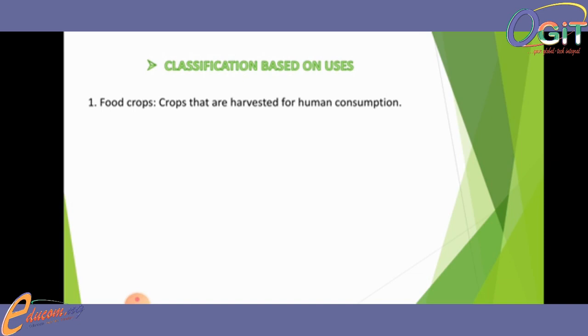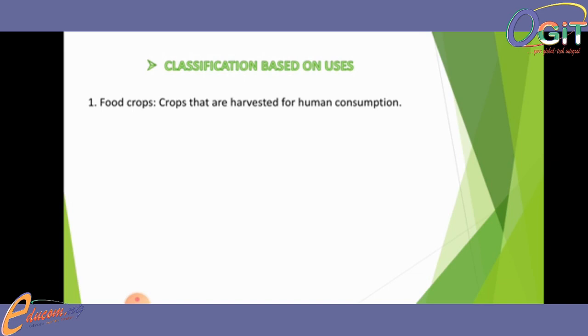Then we have sugar crops for the production of sugar. The important crops grown are sugarcane and sugar beet. We have starch crops. These are crops that are grown for starch production. Under this, we have the potato as well, tapioca, and sweet potato.